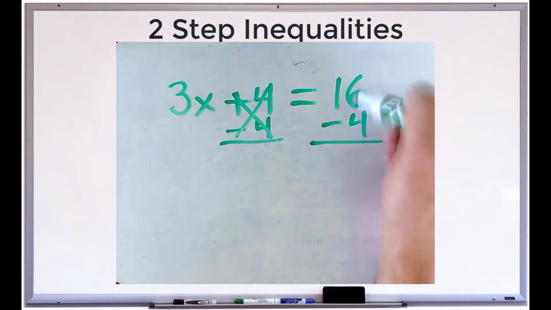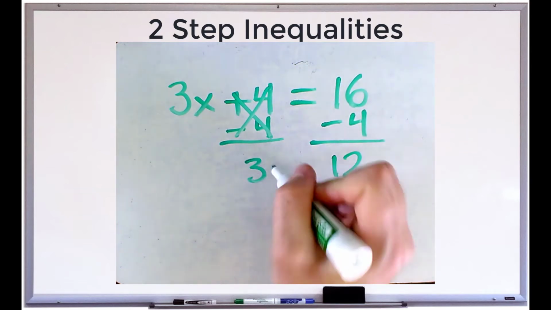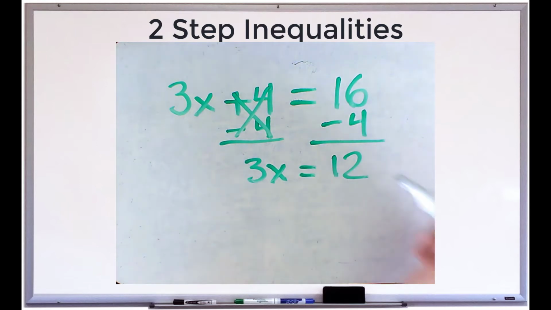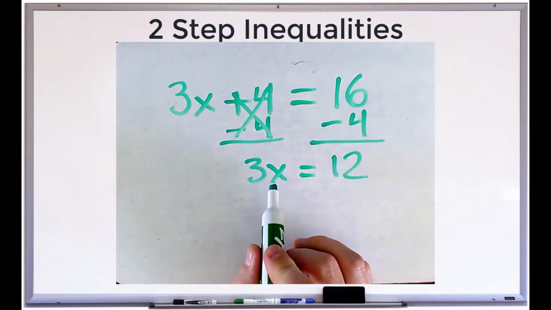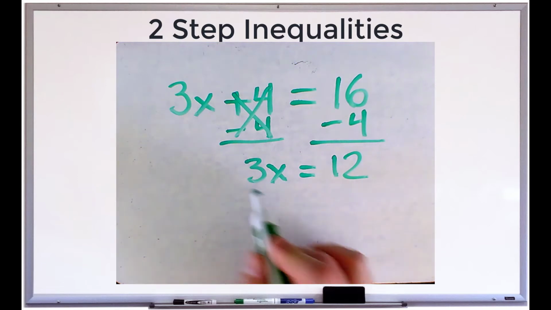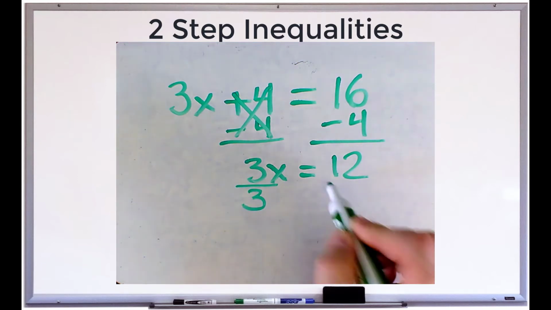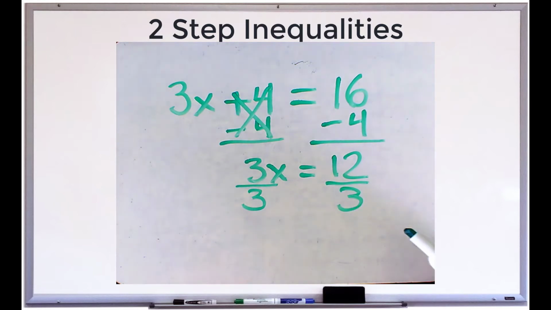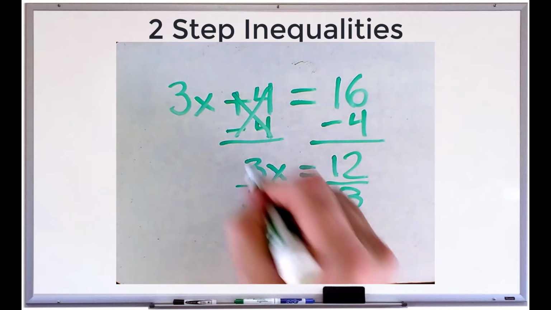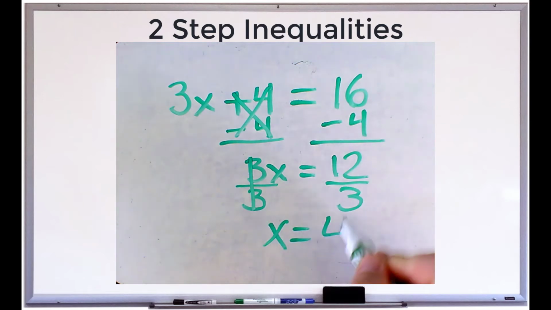This side cancels out, and this side leaves me with 12. I now have 3x equals 12. The next thing I do to get my variable by itself is undo the 3 times x. I undo it by doing the inverse operation, divide. I'll divide on both sides, the division property of equality. And this one cancels out, and I'm left with x equals 4.